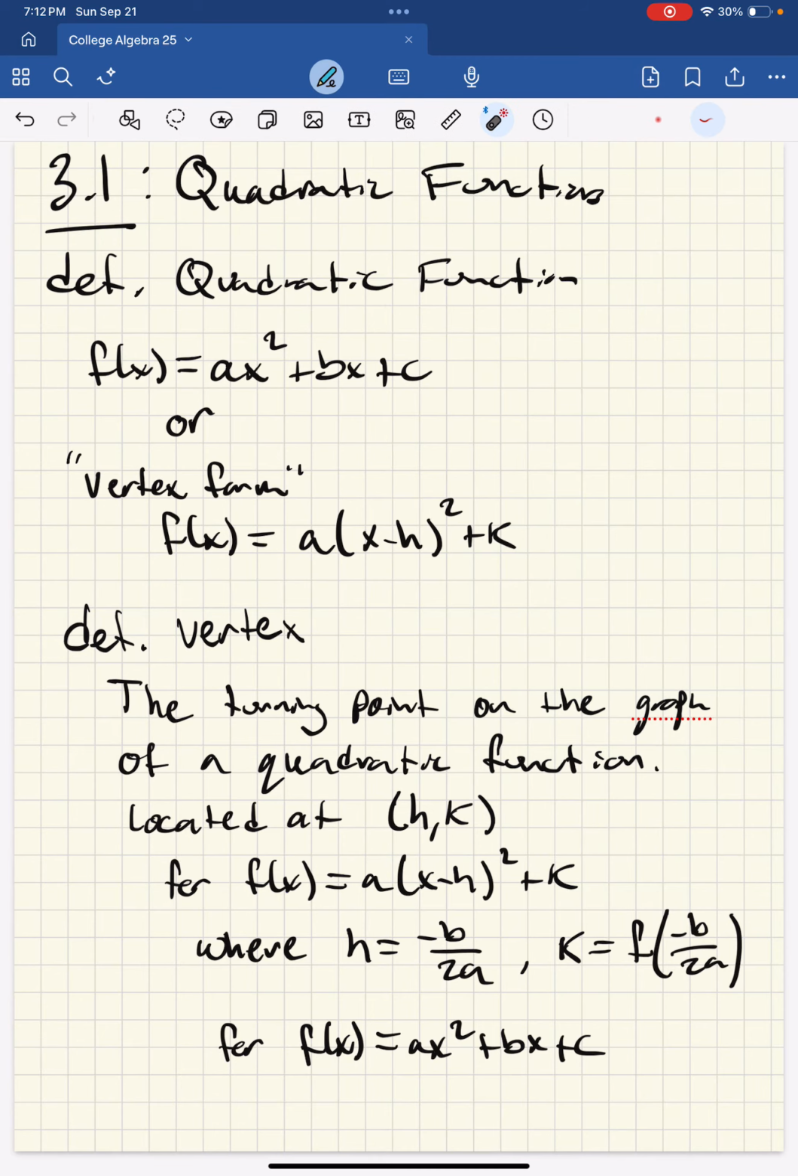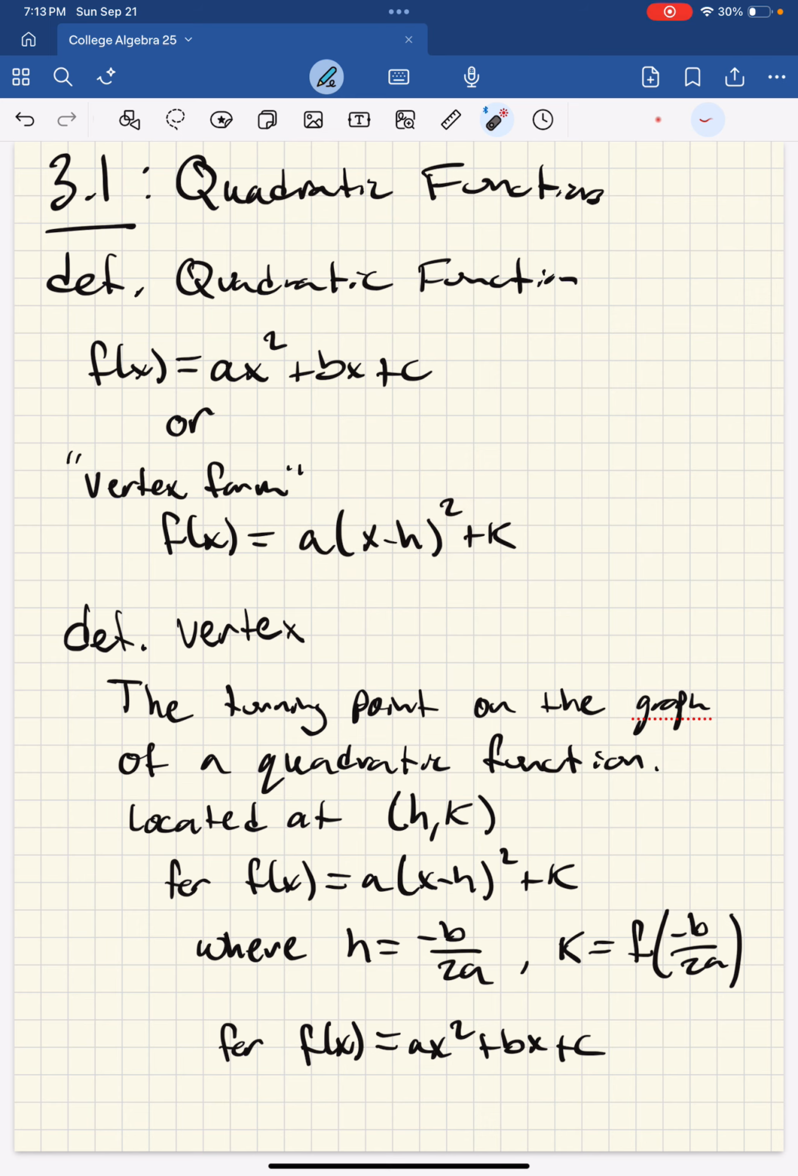Quadratic functions. So first, let's define a quadratic function. f of x equals ax squared plus bx plus c. Or we could write it in what's known as vertex form, where we factor out the leading coefficient, complete the square, and we end up with a times the quantity x minus h squared plus k.